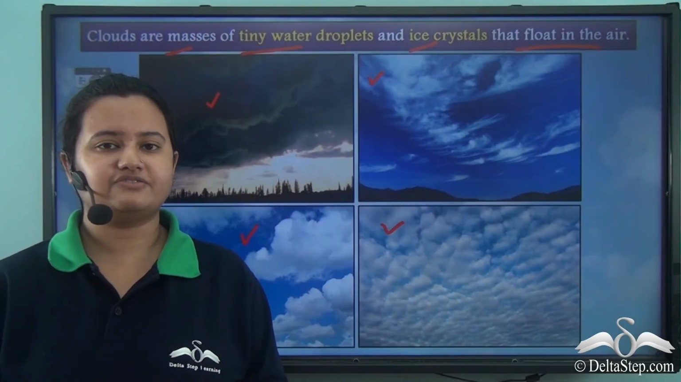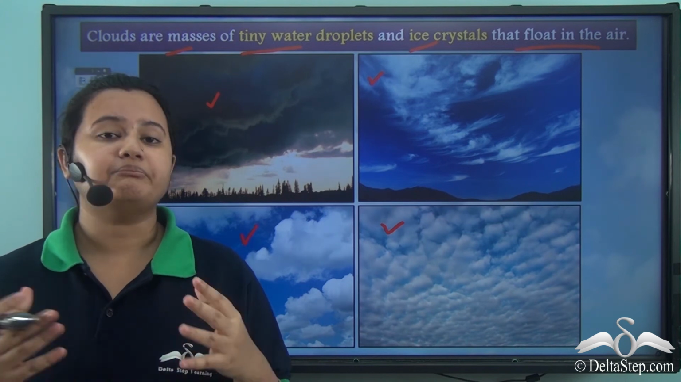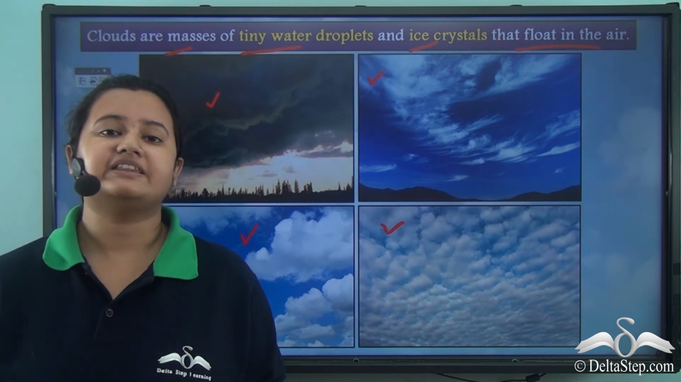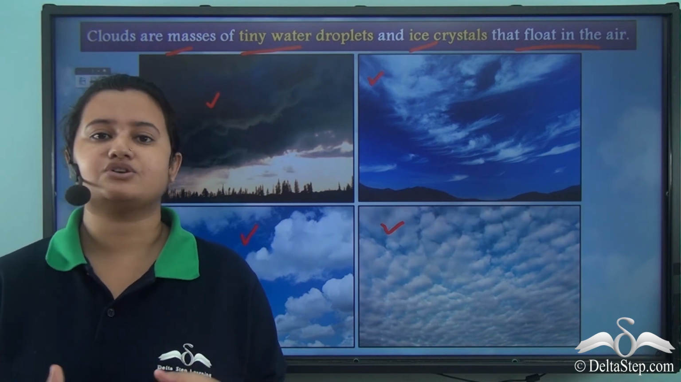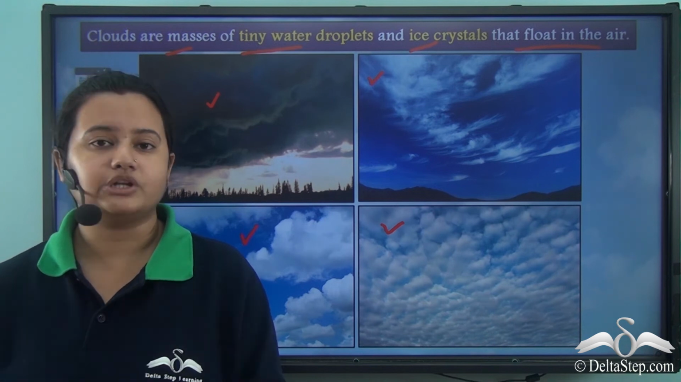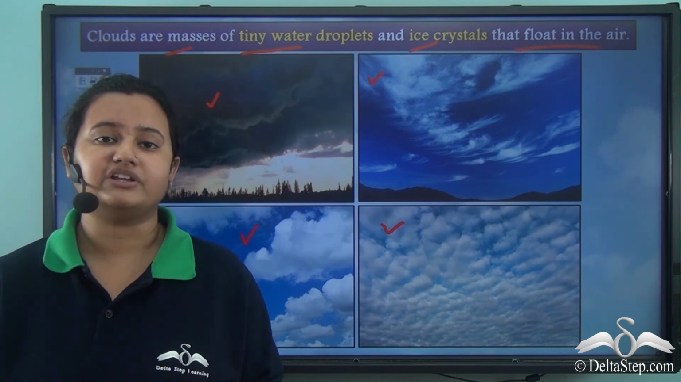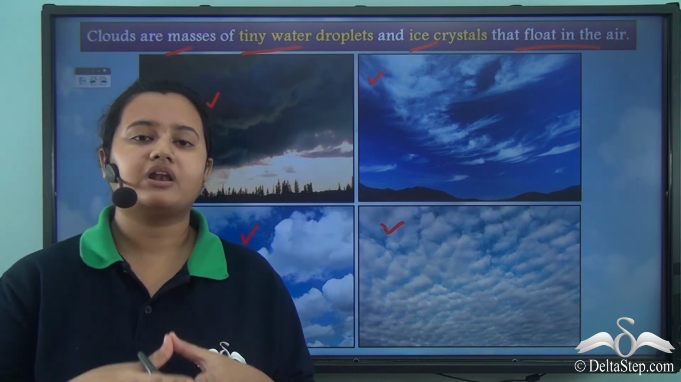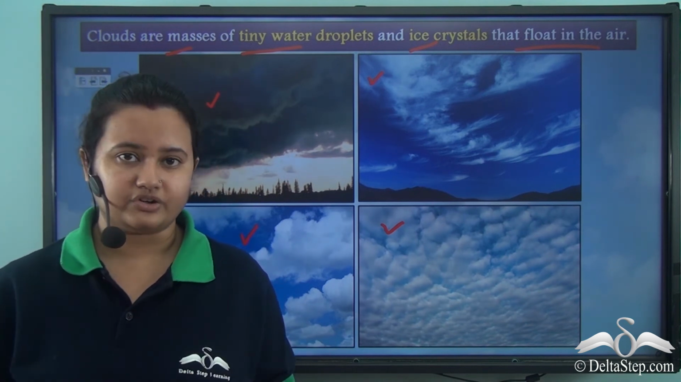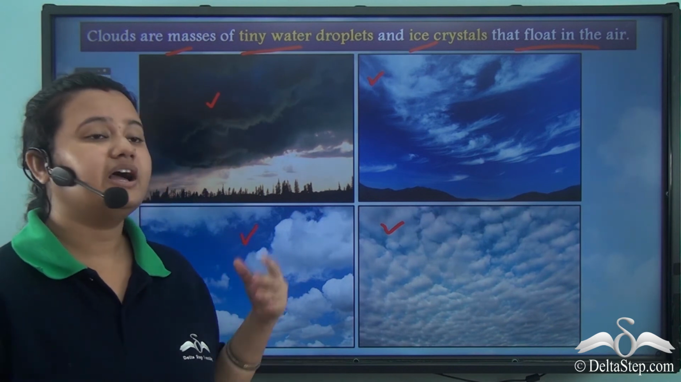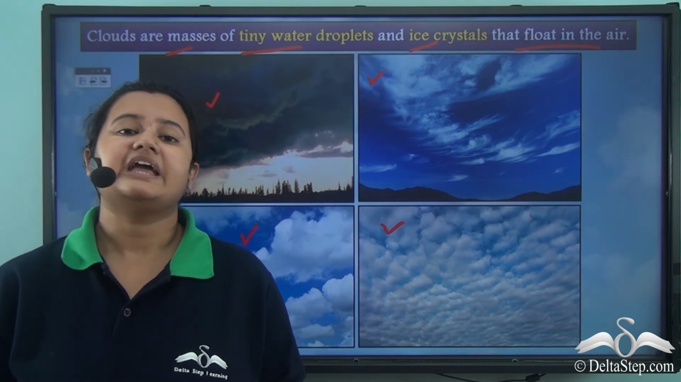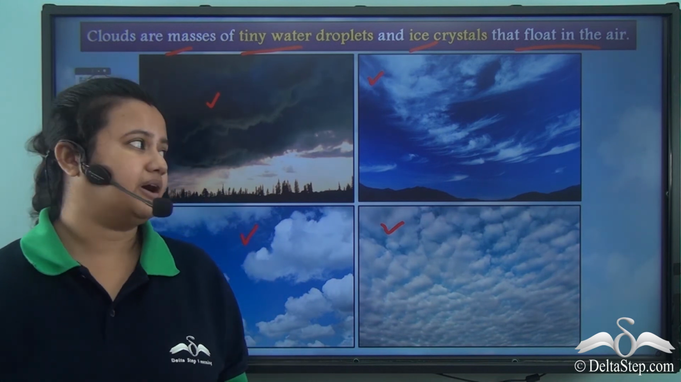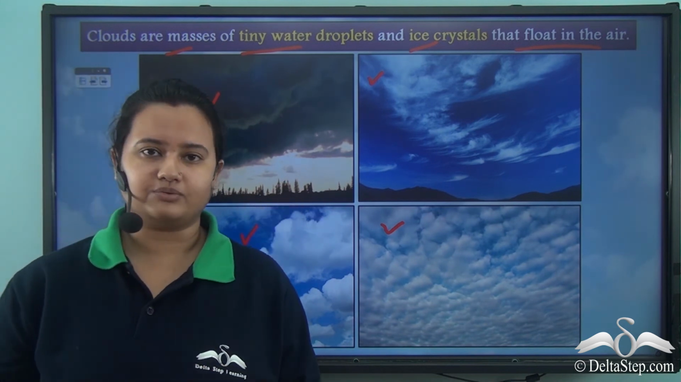So in today's video, we understood the meaning of condensation. Condensation is the process in which there is a transformation in state of matter from gas to liquid on coming in contact with a cold surface. Then we read how clouds are formed in nature. We also understood the meaning of clouds. In our next video, as I just mentioned, we will discuss different types of clouds.